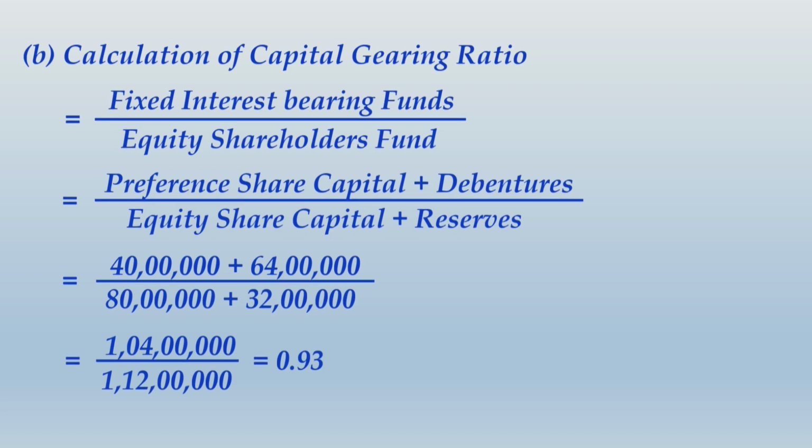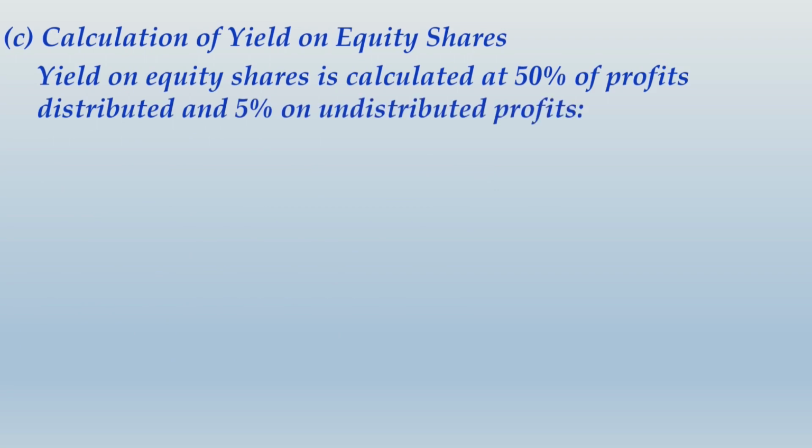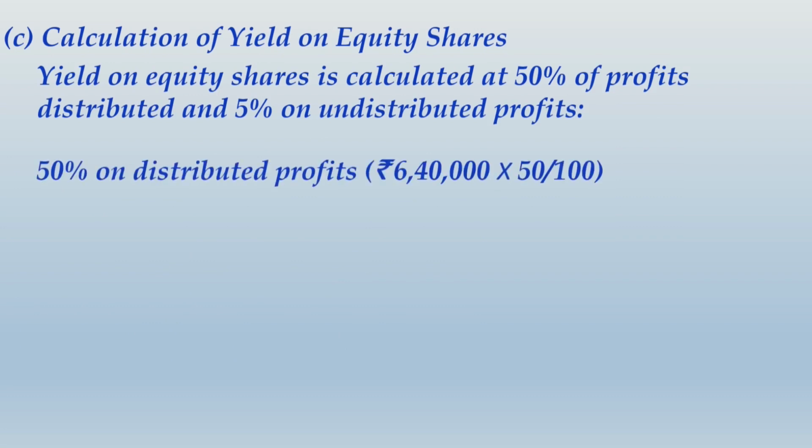Alright friends, you would have finished writing this whole thing. Now let us move ahead and compute the yield on equity shares. Now they have given specific instructions how to compute that yield. Yield on equity shares is calculated at 50% of profits distributed and 5% on undistributed profits.